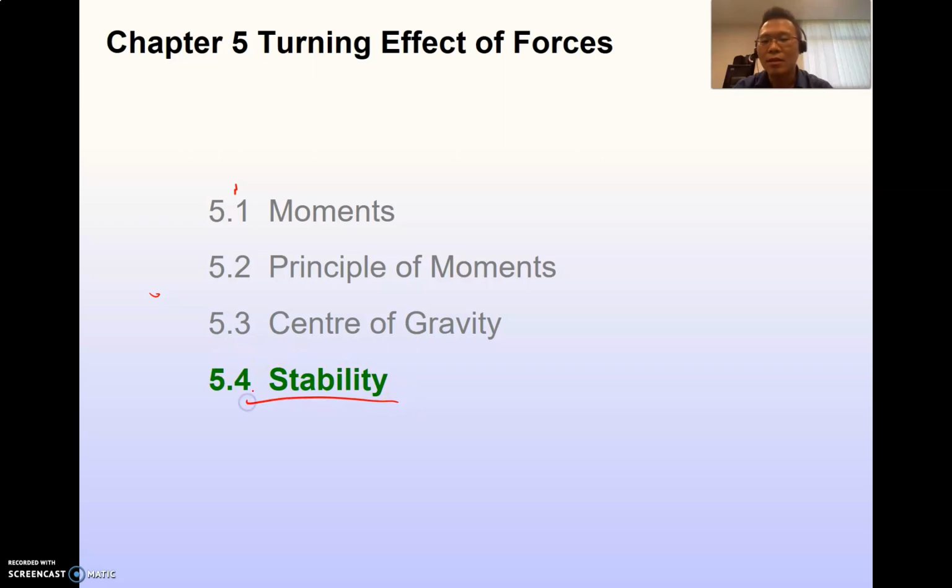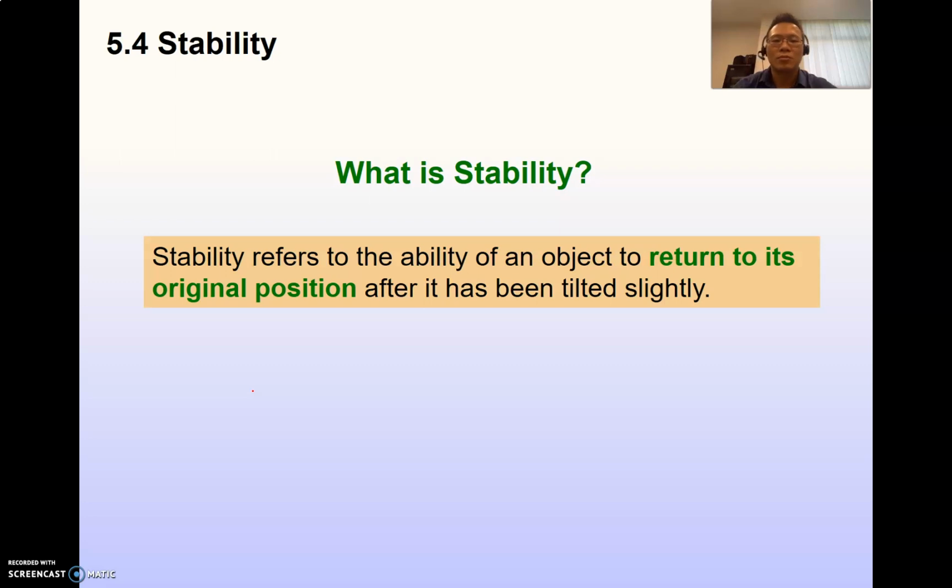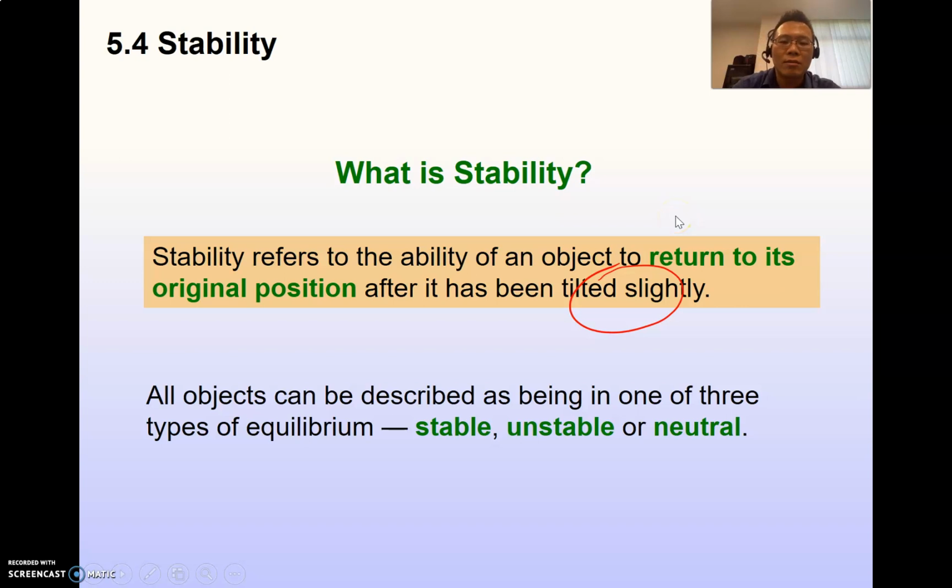Okay, stability. In the textbook or in this topic, we are referring to stability as the ability to return back to the original position after an object has been slightly tilted. So there will be several cases whereby the object, once I tilt it, is able to return back, and that's what we call a stable equilibrium. If I tilt the object and it doesn't return, it just topples. Okay, that's what we call unstable equilibrium.